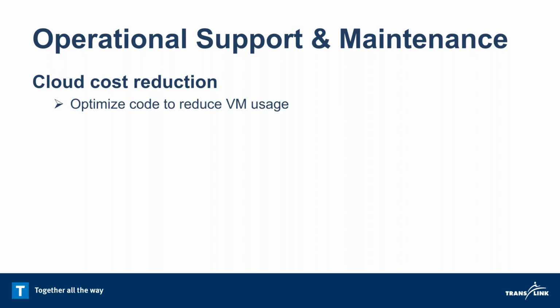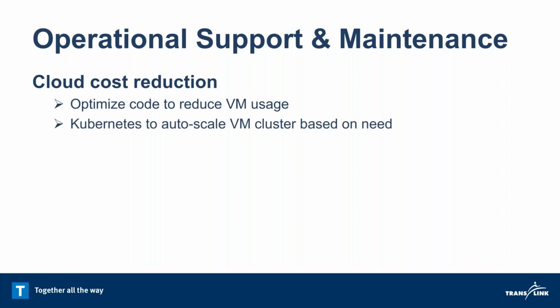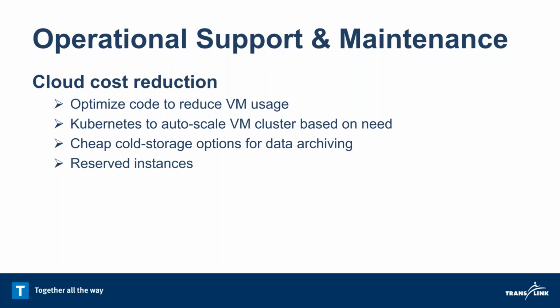We optimized code to reduce VM usage. We use Kubernetes to auto-scale the clusters based on need. We're going with cheap cold storage options for data archiving. And with Azure, you can actually reserve resources, and you can get up to 70% savings with a 3-year reservation, depending on the resource. And finally, we were turning off and deallocating unused resources.